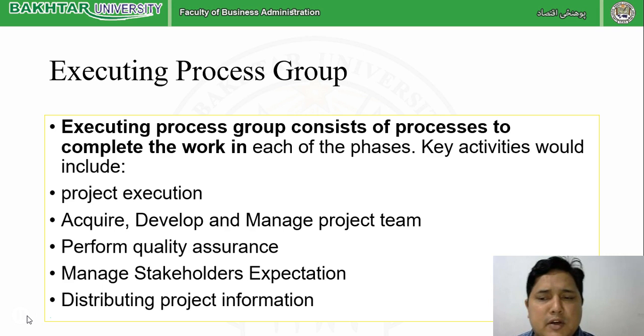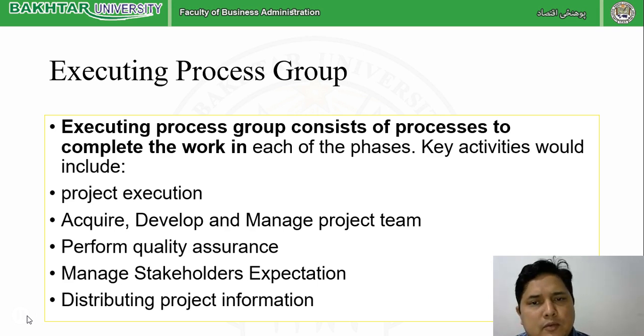And distributing project information. Project information means about the project tasks: what is going on, what will be next, what has happened, whether it is going as per the plan or not, discussing among the people to resolve conflict, and discussing with the client and giving them reports from time to time on the progress, to build more confidence. You remember one thing I told you last time: 90% of the project manager's work is spent on communication. So executing is like that.